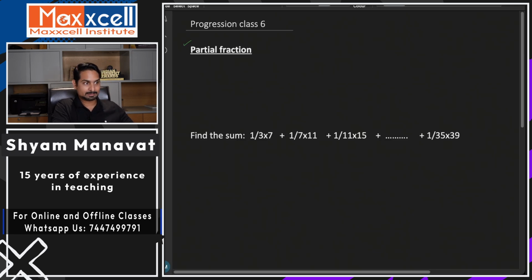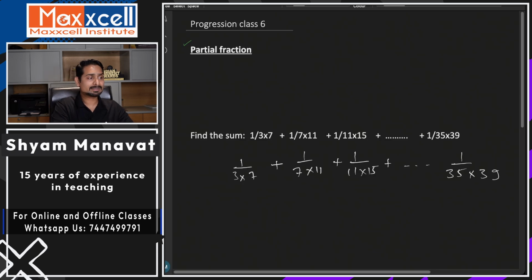You can see on the screen we have a question where we need to find the sum of the series, and let me write it properly in fraction format: 1 upon 3 into 7 plus 1 upon 7 into 11 plus 1 upon 11 into 15 plus ... up to 1 upon 35 into 39. Now this is neither AP nor GP nor harmonic progression. It's not even the arithmetic or geometric progression which we have discussed in the previous lectures.